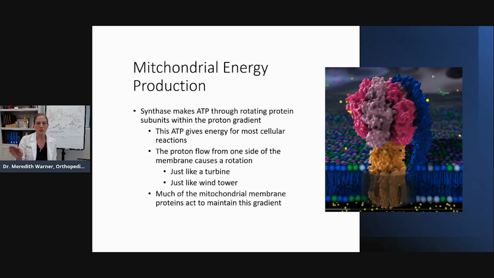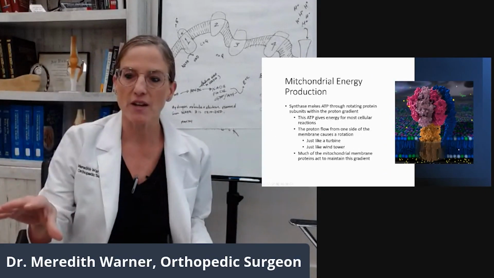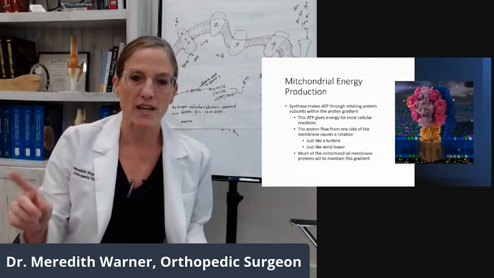So ATP gives us most of our energy. The proton flow from one side of the membrane rotates the turbine and adds that phosphate group to create the energy. And the rest of the mitochondrial membrane literally just exists to maintain that gradient. Okay, and it does some other things. I mean, there's some proteins that are made in enzymes and whatnot. But effectively, the mitochondria exists to give us energy. And without it, we can't do anything else.